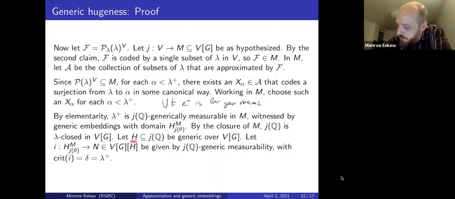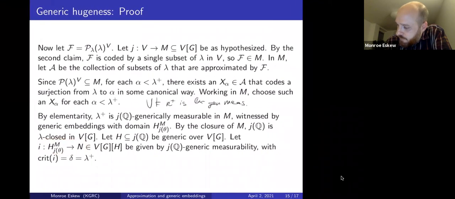So let's take a generic H for it. And that comes along with a generic embedding. So you take this H, adjoin it to M. M says, in my generic extension, there's this thing. And the critical point is lambda plus, which I just called delta.